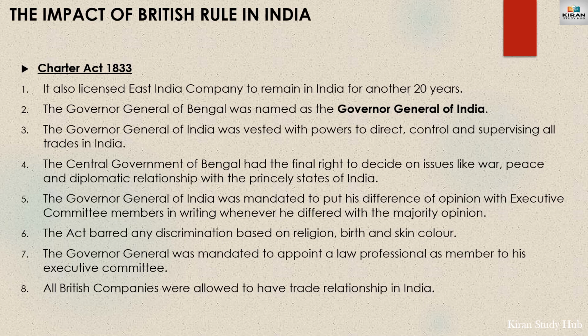The central government of Bengal had the final right to decide on issues such as war, peace, and diplomatic relationship with the princely states of India or Indian kingdoms. Next, an executive committee was appointed to assist the Governor General of India. If the Governor General of India had a disagreement with the executive committee members, then he was mandated to put his difference of opinion in writing.